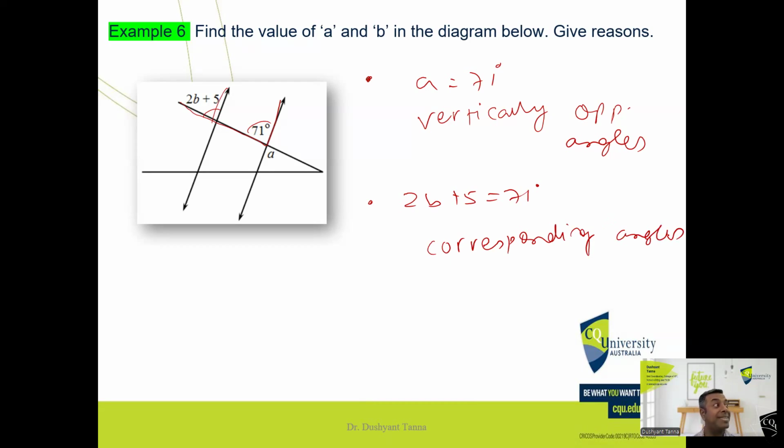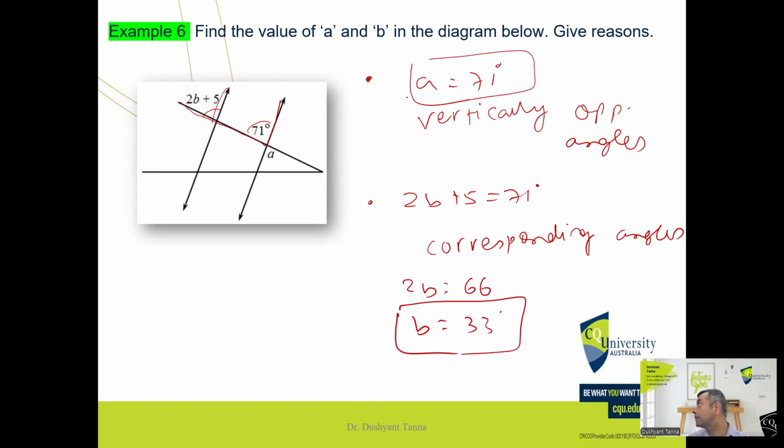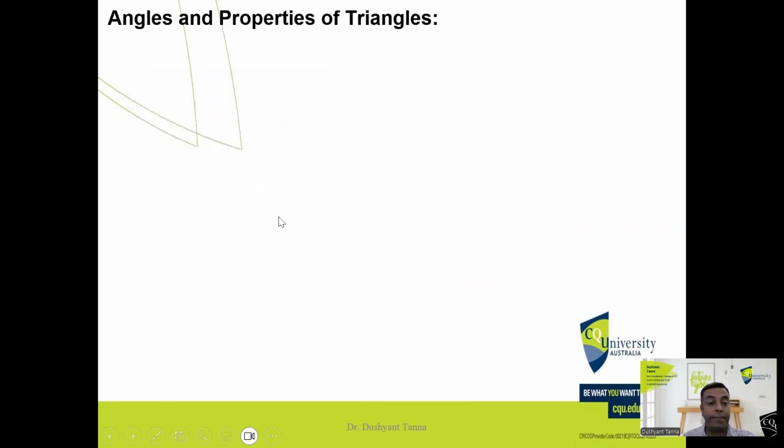That's addition. Co-interior because that's inside. Interior is inside. They add up to 180. Then alternate is Z. Z and A extreme ends. The only one left is corresponding, right? Therefore, 2B is 66 and B is 33, and that's it. Okay, let's keep going.